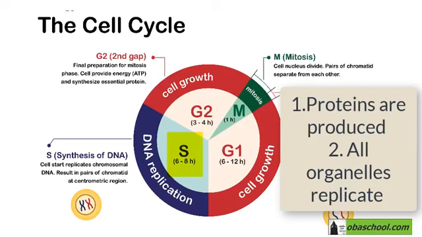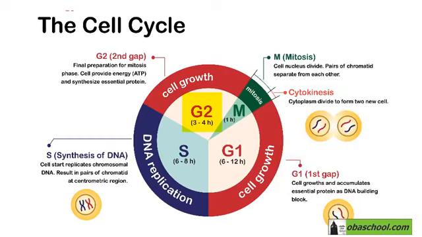Now, the S phase, which is called the synthesis phase, the DNA is replicated inside the nucleus. So, the DNA will create a copy of itself, and each chromosome will be made up of two sister chromatids. Finally, the G2 phase, which is called the second growth phase, the cell will continue to grow in size and store energy, and the duplicated DNA will be checked for errors.